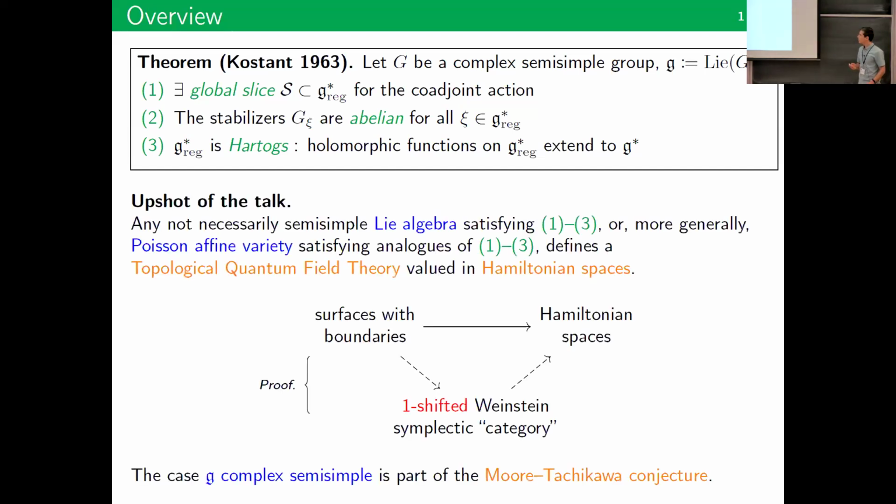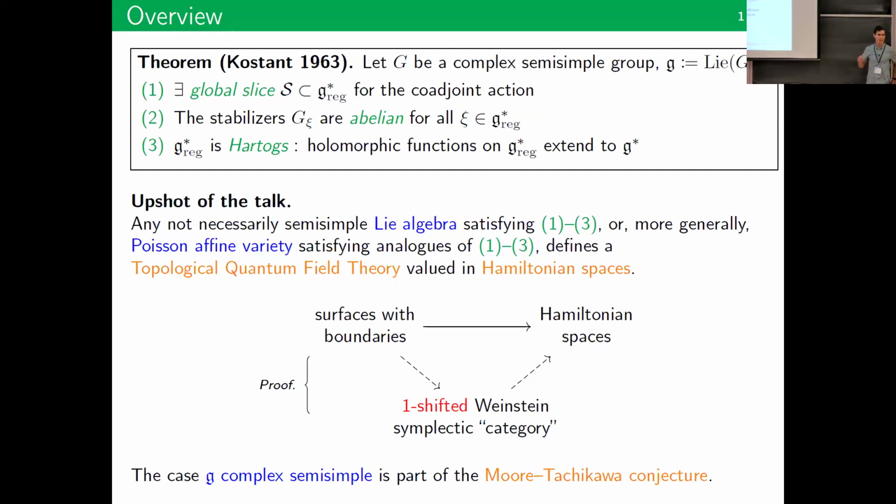Okay. So the upshot of the talk, where we're aiming, is to explain that for any Lie algebra, not necessarily semi-simple, that satisfies these 3 properties, or more generally, you can replace the dual of a Lie algebra by an affine Poisson variety, so a complex affine variety with a Poisson structure, satisfying analogs of that, stated with the notion of symplectic groupoids, then this defines some kind of topological quantum field theory valued in Hamiltonian spaces.